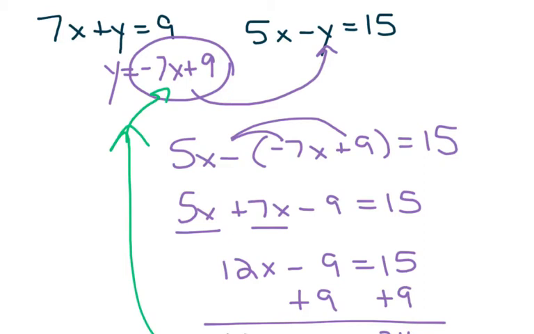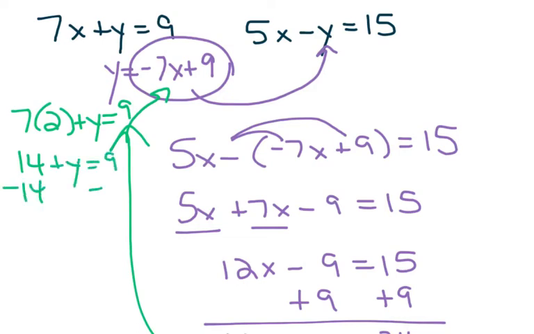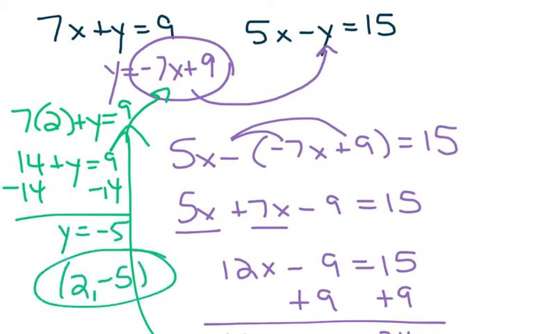What did I solve for? I solved for x. x is 2. I need to know what y is. So if x is 2, I would plug in 2 for x, and I get 14 plus y equals 9. Subtract 14, I find out y is -5. So I still find out that the solution is (2, -5).